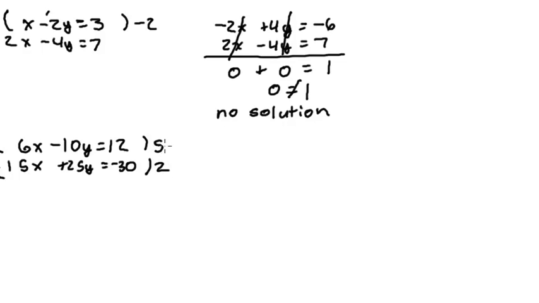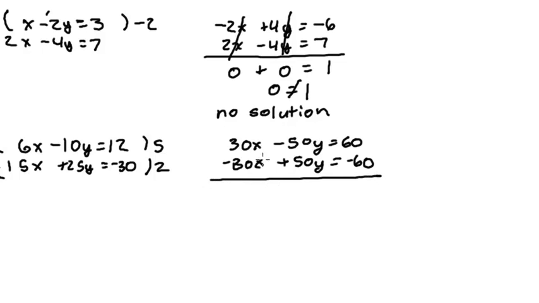Notice when I do that, the 5 times the 6 gives me positive 30, the 2 times the negative 15 gives me negative 30, and that's what I want. I want them to be the same value, 30, but one positive, one negative. So I get 30x minus 50y equals 60, because I had to multiply this 5 by each thing in here. Now I'm going to multiply the 2 by each thing in this equation. Negative 30x plus 50y equals negative 60.